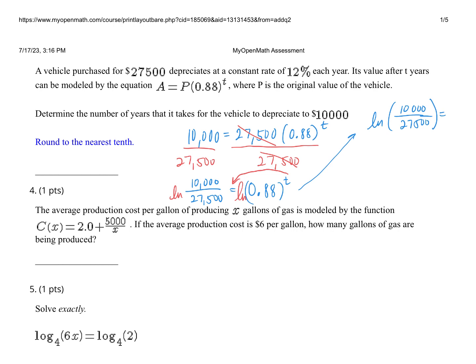Is equal to T times the natural log of 0.88. Then I would divide both sides by the natural log of 0.88. So those cancel out and just leave T. And then I would put all of that in my calculator and find the answer. When I put that all in my calculator and round to the nearest tenth, I get 7.9 for T, so that means 7.9 years.